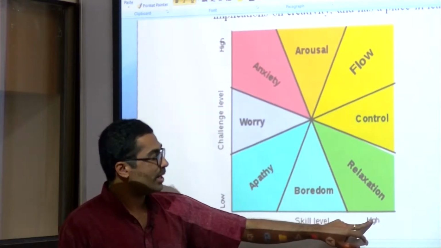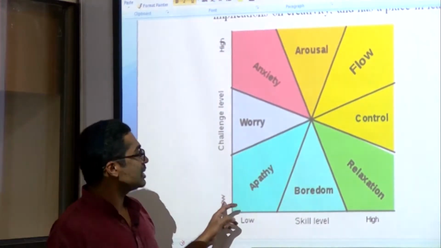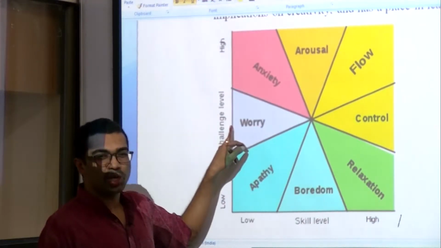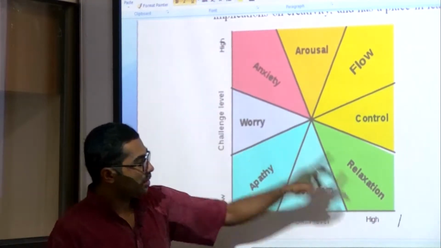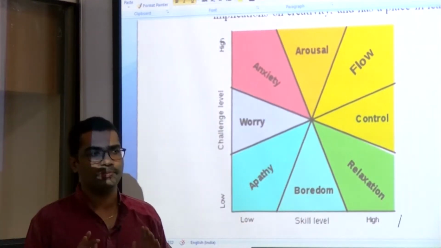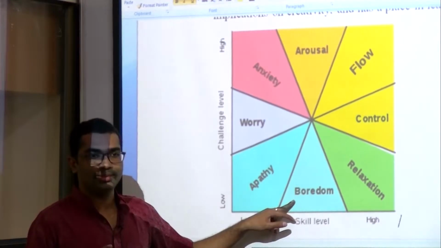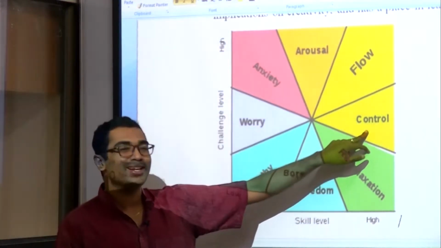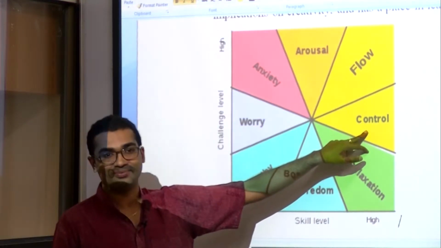Now what happens when the challenge level is, let us say, somewhere in the middle, so it is not super easy, but the person is highly skilled? The person says, I'll do it, no problem. It is not that I am bored, it is not that I am relaxed, I have to still work, but I feel in control, it's not overwhelming.